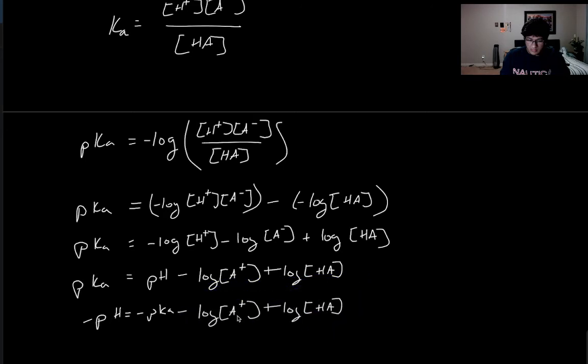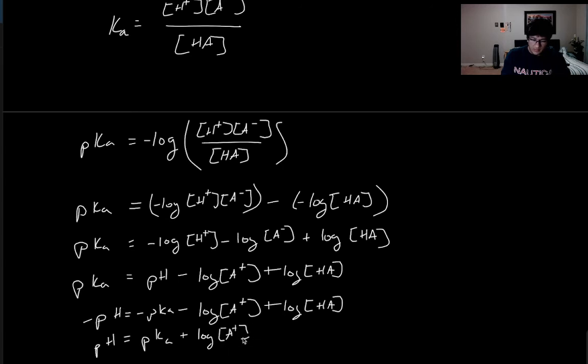There we go. And now we're on the track. Now what can we do? We have a negative here, and we have a negative on this side. We're going to multiply both sides by -1. pH is equal to pKa plus log A minus minus log HA. Oh, not A, HA. And now we're at our final step to finding the Henderson-Hasselbalch equation.